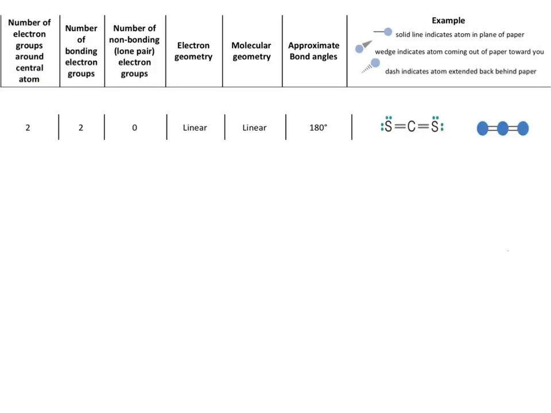Let's begin by looking at the simplest electron domain geometry. If we only have 2 groups around our central atom, both of those groups have to be bonding groups. We can't have any lone pairs. Our electron geometry is what we call linear. The molecular geometry is also linear. And the bond angles are going to be 180 degrees. We can see the example here of carbon disulfide, in which we have a central carbon atom, 2 sulfur atoms. You can see we have 1, 2 electron domains. And so the electron domain geometry is equal to the molecular geometry. Another example would be carbon dioxide that we looked at earlier.